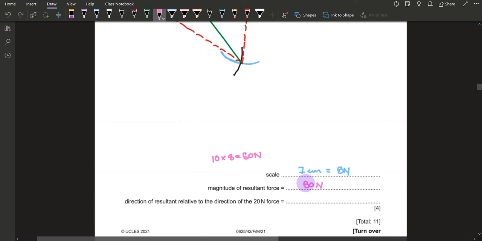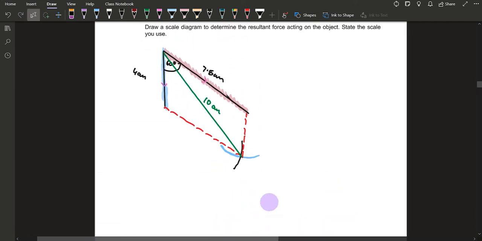And we can write down here. The other part says direction of resultant relative to the direction of 20 Newton force. So our 20 Newton force is here on this side. You can see here 4 centimeter. And what we have to do is find the angle between these both. So the angle between these both is 40 degrees. So we can write 40 degrees.